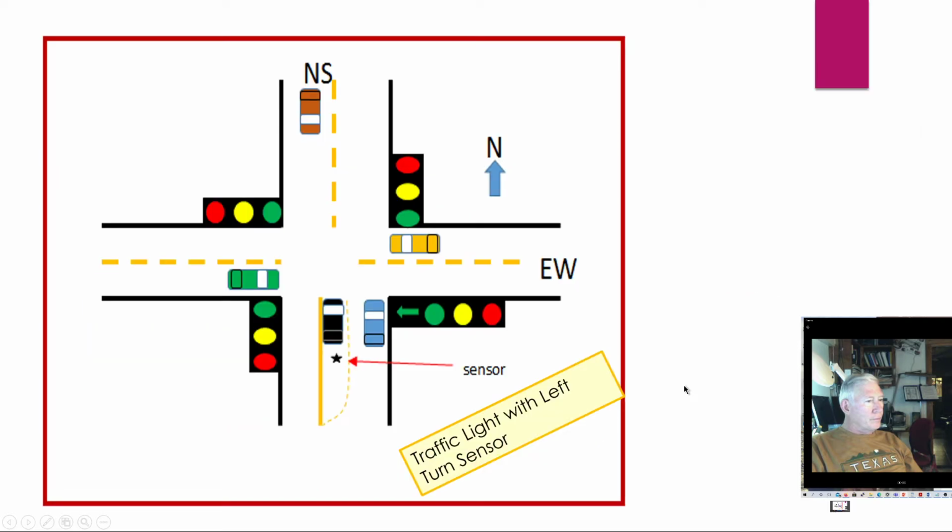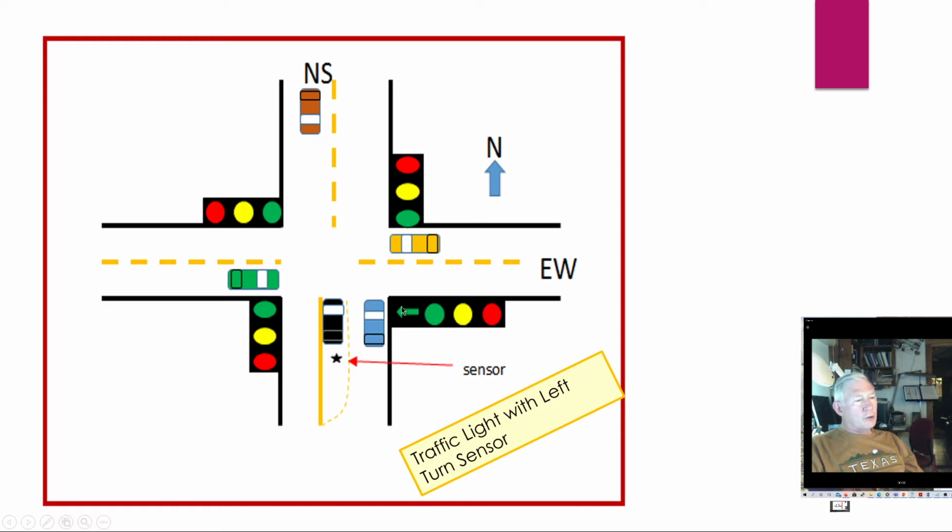Okay. Now, what we're going to do here, we're going to add a sensor. And we're going to create a left turn lane in the northbound lane, not in the southbound lane. Now, this complicates things because now we have an arrow output and a green light, yellow light, red light for northbound, and then for southbound we just have red, yellow, and green. So we have to separate out now.